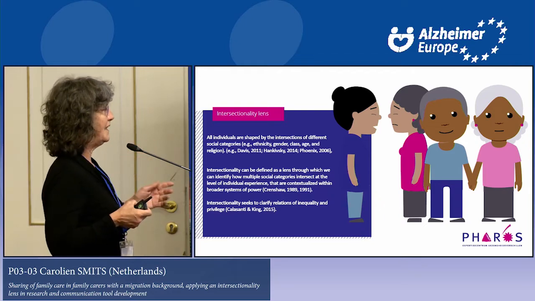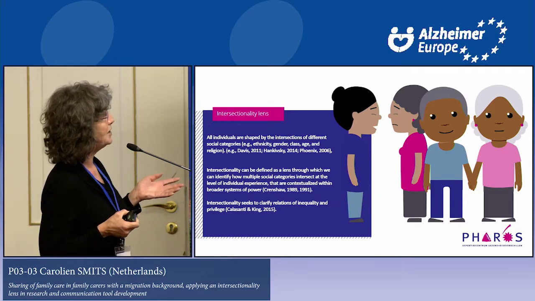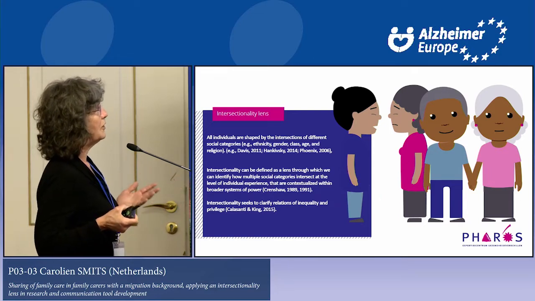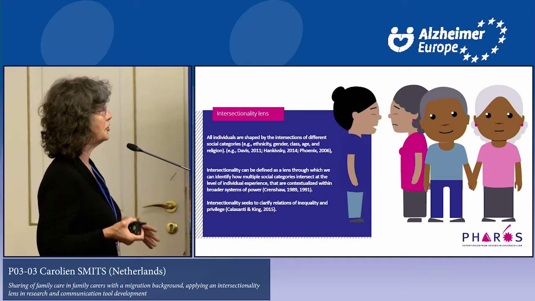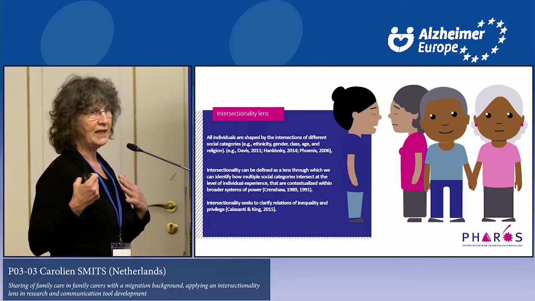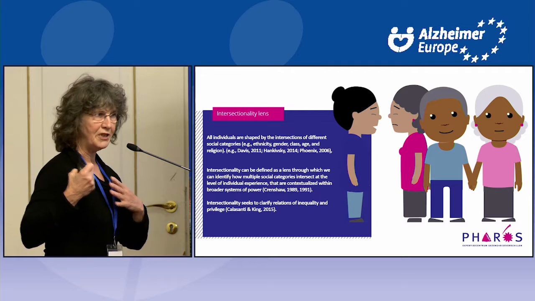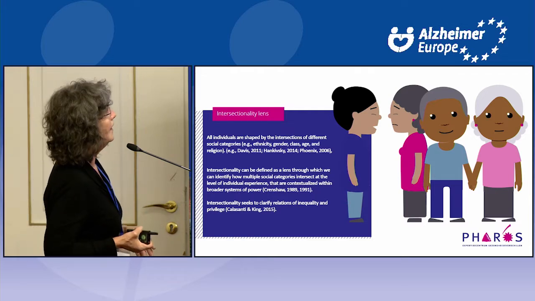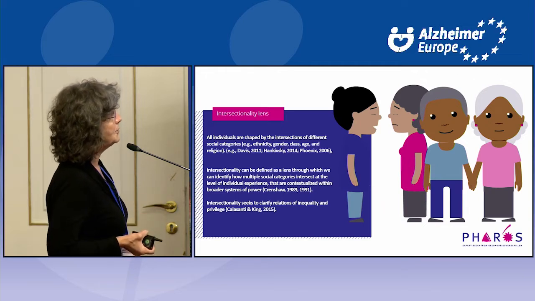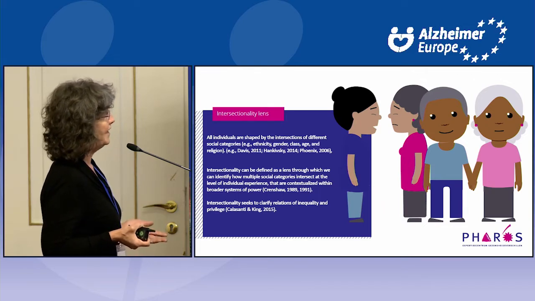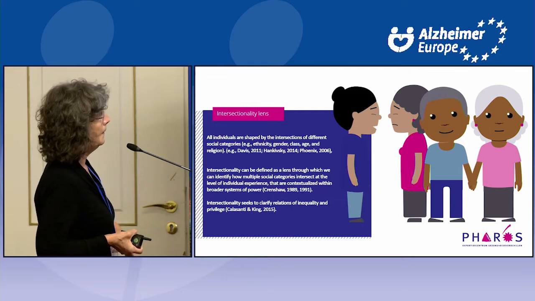So intersectionality, and Martina and Huerrem already described it in different ways, but it's the notion that all individuals are shaped by the intersection, the crossroads of different social categories. So it's a lot about social categories, and they're not rigid, they are dynamic. And the usual ones, but they can be expanded, are ethnicity, gender, class, age, and relations. So they are the usual suspects.